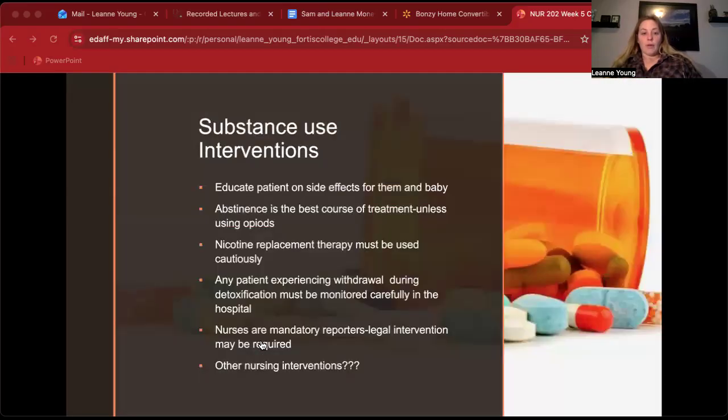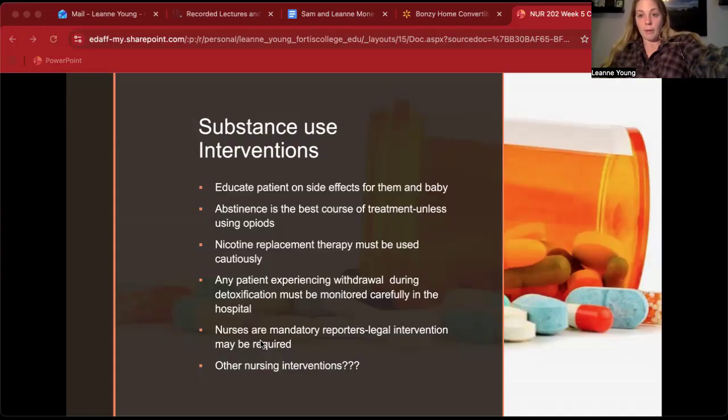What are interventions for substance abuse during pregnancy? So we're going to educate the patient on the side effects for both themselves and the baby. We're going to stress the importance of making sure that baby stays safe and that mom stays safe. Abstinence is the best course of treatment, unless mom is using opioids, then of course we need to get her on a withdrawal regimen. We cannot just tell moms to abruptly stop the medication or prescription medications that they've been on, because that can send them into withdrawal, and withdrawal can be extremely dangerous for a developing baby.